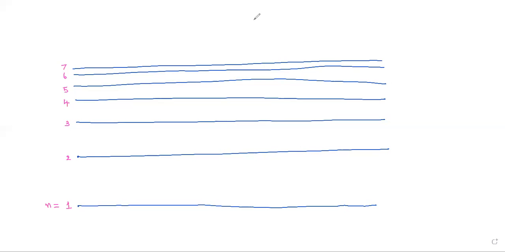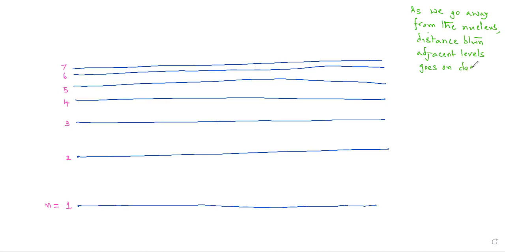Okay, so check this out. As we go away from the nucleus, the distance between adjacent levels goes on decreasing. Okay, you can see that properly.